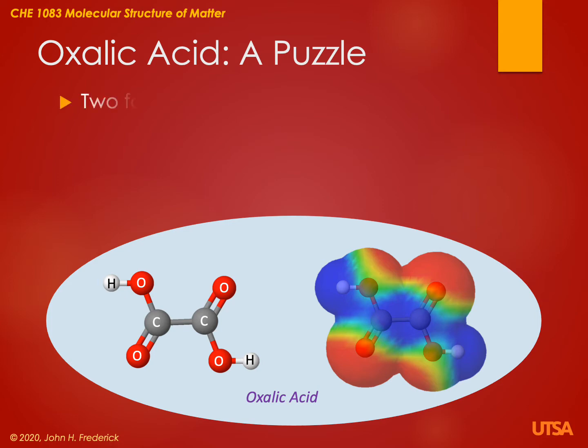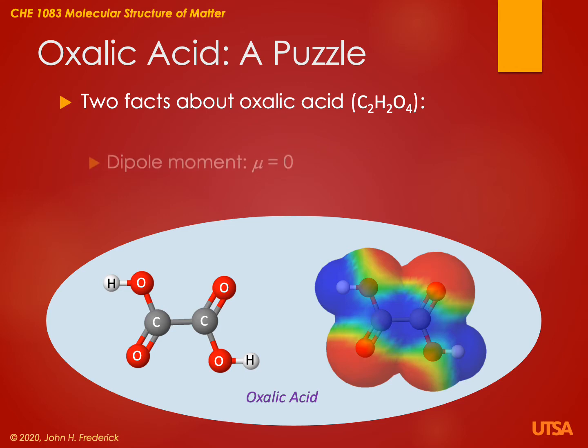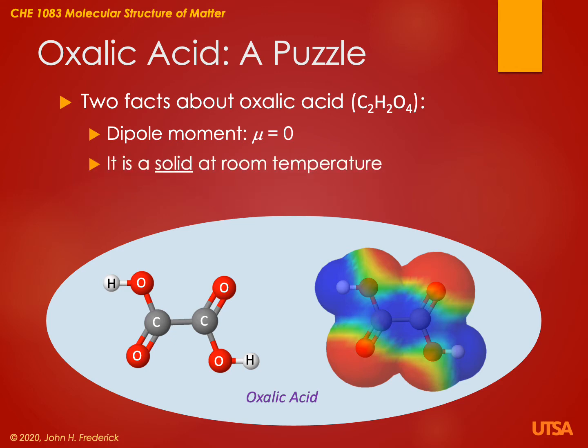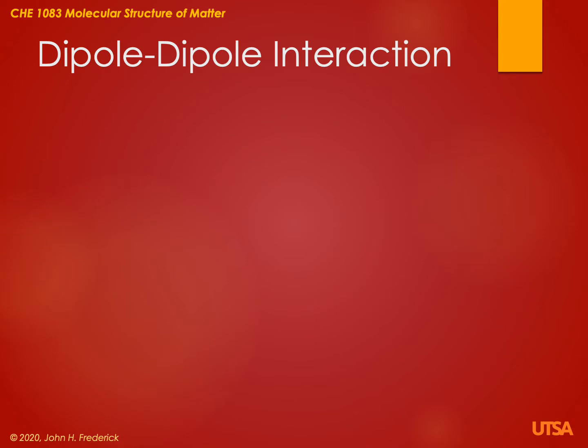I'm showing oxalic acid here, and a couple of facts about oxalic acid is it has no dipole moment. So this is very much like the difluoro and dichloroethylene compounds we looked at in an earlier video. But at the same time, it is a solid at room temperature, which suggests that it has very strong intermolecular forces. So why is it a solid? What is giving it this extra adhesive power with itself that allows it to remain a solid even at room temperature? Well, to understand this, we're going to need to probe a little bit deeper into the dipole-dipole interaction.